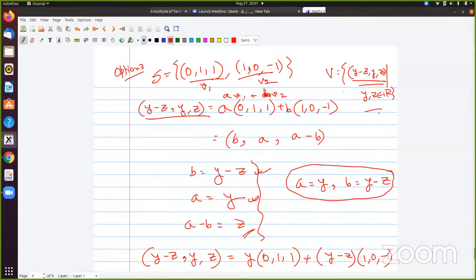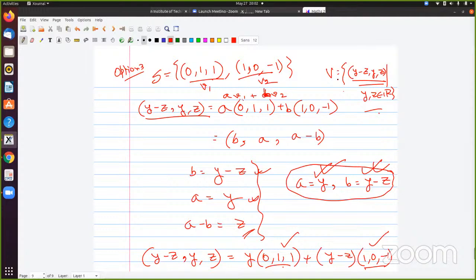So basically I write it down. I have got some equations and I'm saying that there is a unique solution, that is A equal to Y and B equal to Y minus Z. So basically there exists some A, B, right? And I have written that. So this is my A is Y, B is Y minus Z. This is my V1, this is my V2. So really I can write any element of V as a linear combination of this V1 and V2. That's why this S is a spanning set of V. Is it clear?